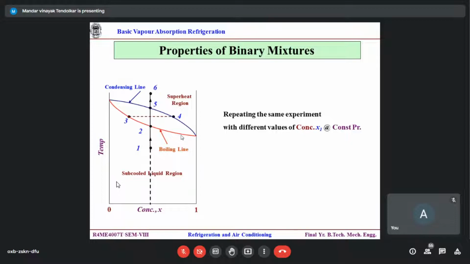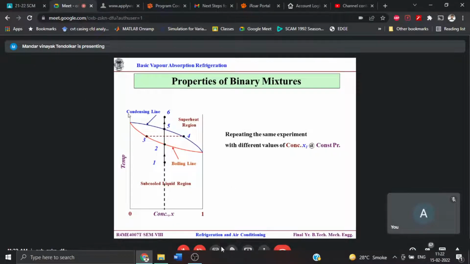So what you actually observe with different concentration values is this red color locus and this black color locus. Do you agree? Provided that this entire transformation is taking place at different concentrations, but the pressure is same. Any doubt to anyone? No, sir. So what you get over here is a red color locus for different concentration at the start of the boiling. So we call this the boiling line. And the end of the boiling, or in the reverse way, the start of the condensation, we call the black line the condensation line.